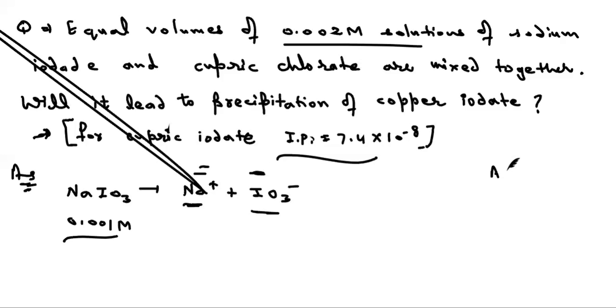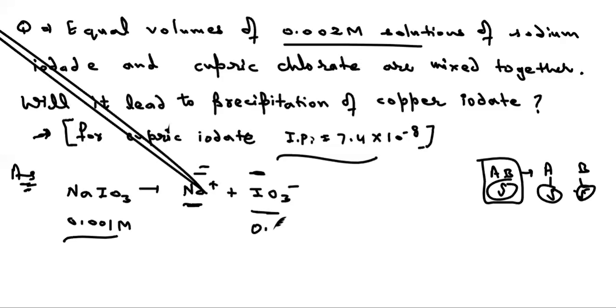Suppose I'm saying AB is 5, so you don't need to say A is 2.5 and B is 2.5. No. If it is 5 total, then A is also 5 and B is also 5, and when they are combined, then it becomes total 5. So don't get confused in that. So if it is 0.001, it means I can say that here IO3 is 0.001 molar, right?